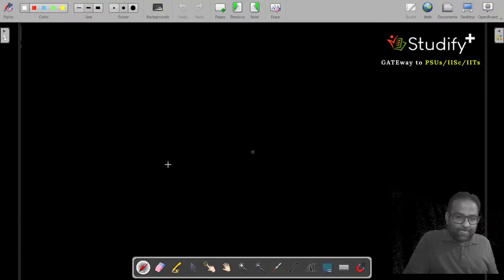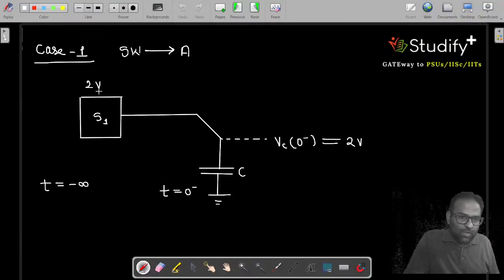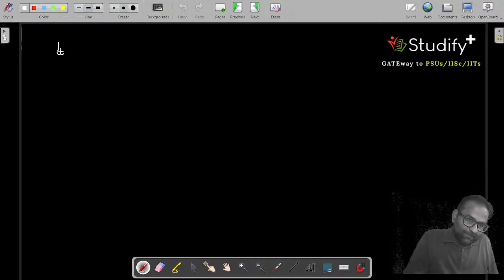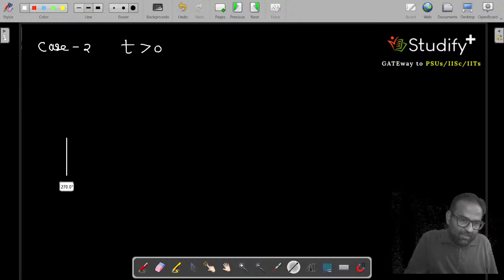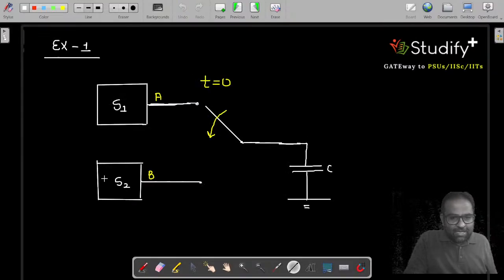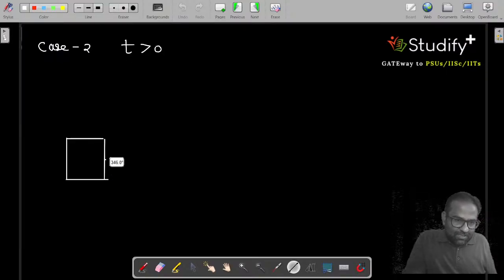So can I say, when I go to switch position number 2 at t equal to 0 plus, let me say we are analyzing our circuit for case 2, for t greater than 0. Can I say my circuit will look like this? This is some source. We'll explain what this source is. Just we are understanding the concept. Now it is connected to, so this is the circuit.